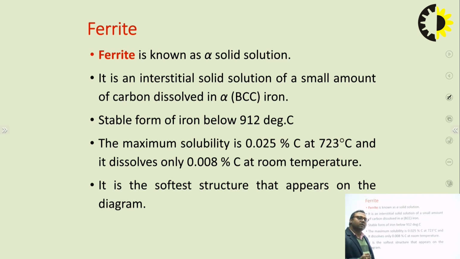So it is the softest structure that appears on the iron carbon diagram. This is the softest structure which we see in the iron carbon diagram. All the rest of the phases which we see in the iron carbon diagram have greater hardness in comparison to the ferritic structure.